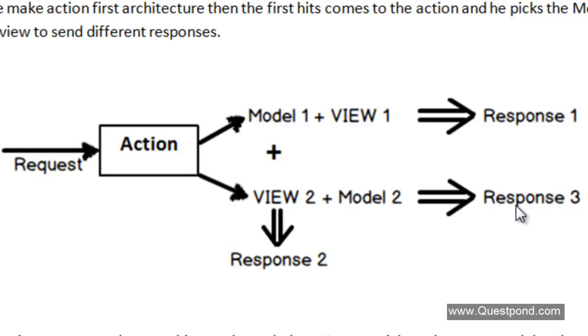Why? Because in web form, the view is already fixed because the first hit comes to the view. So when the view is already fixed, he cannot make a permutation or combination by himself. You can do it, you can put a lot of flags and do a lot of things, but that would make the page very complex.